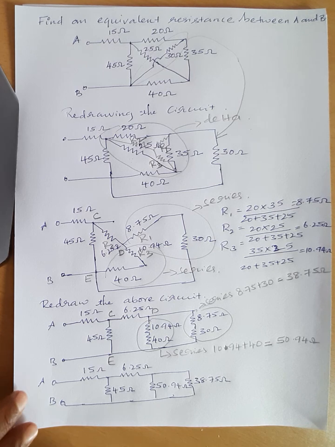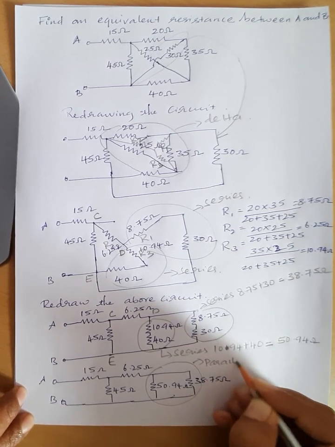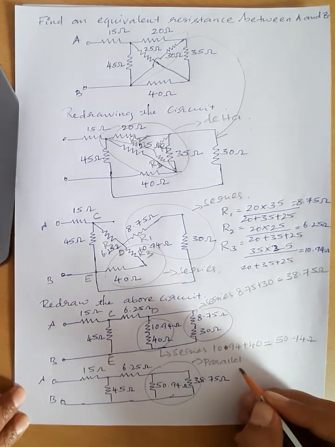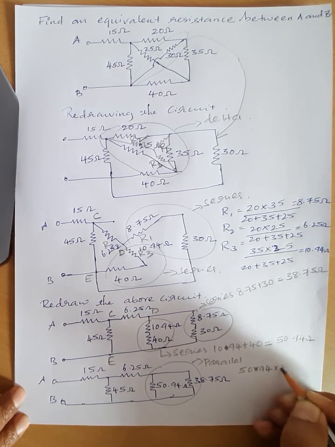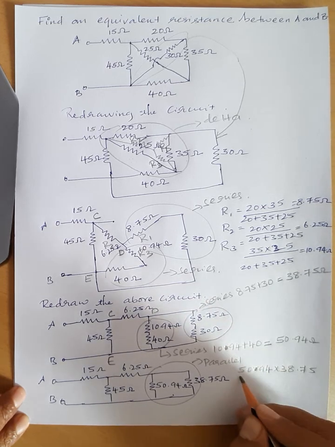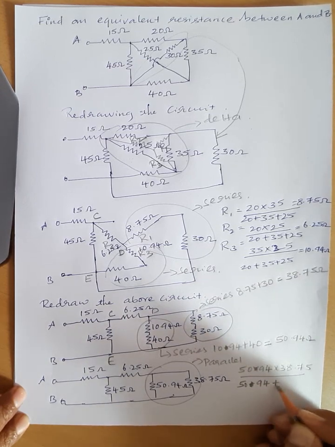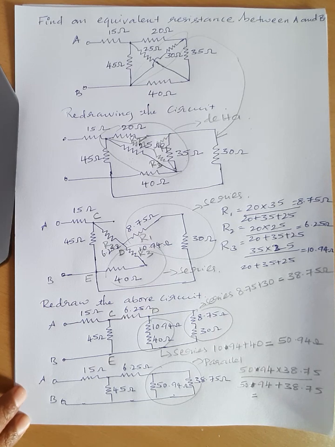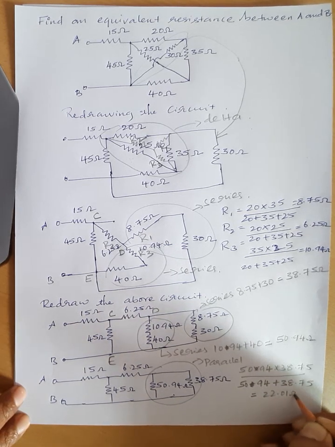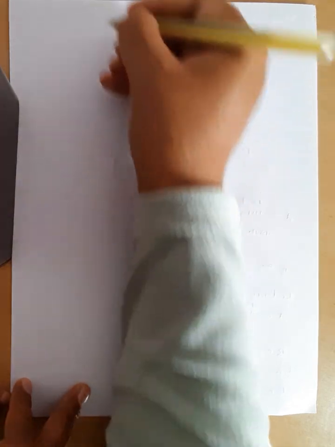Now if you observe the circuit again, these two become a parallel connection. So in parallel it will be 50.94 into 38.75 divided by 50.94 plus 38.75. So you will get 22.01 ohms. Now replace that. You will get the circuit like this.